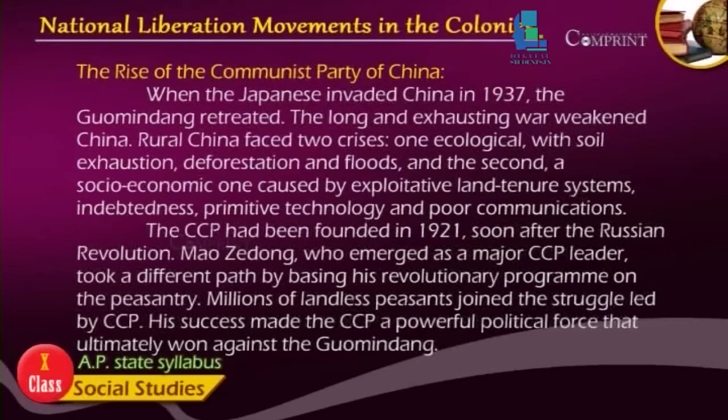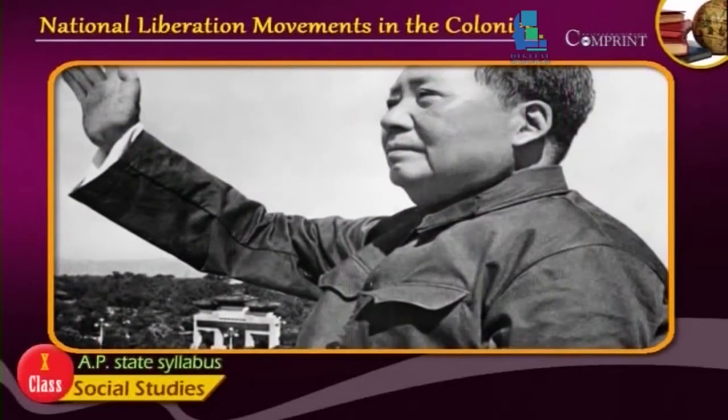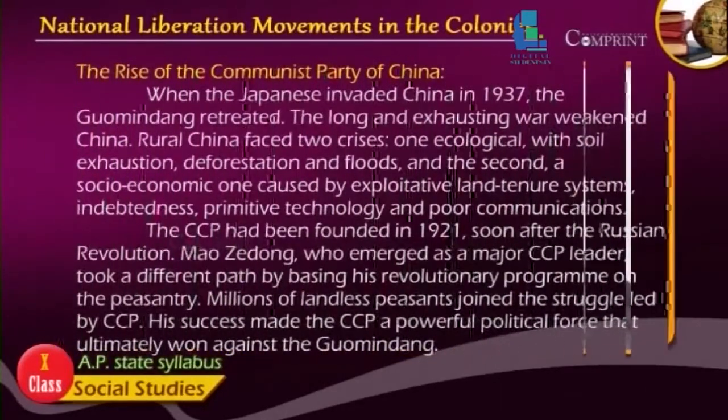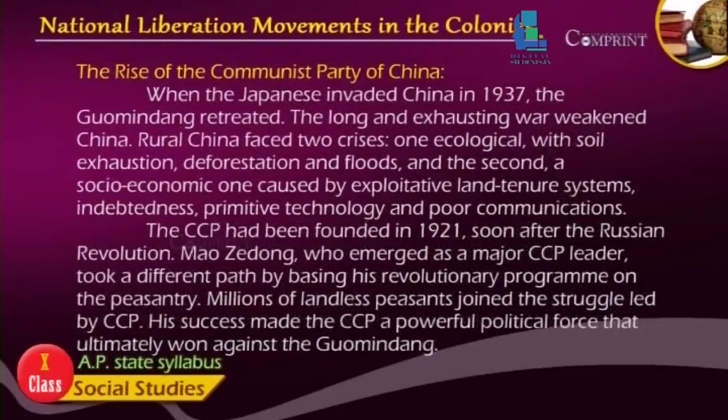The CCP had been founded in 1921, soon after the Russian Revolution. Mao Zedong, who emerged as a major CCP leader, took a different path by basing his revolutionary program on the peasantry. Millions of landless peasants joined the struggle led by the CCP. His success made the CCP a powerful political force that ultimately won against the Kuomintang.